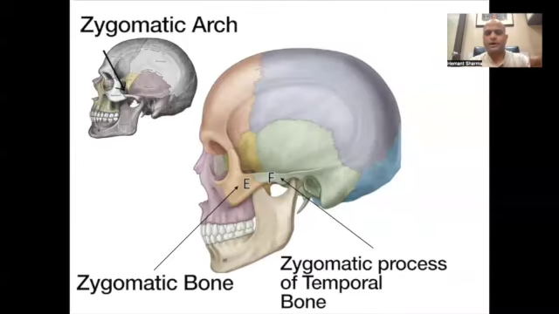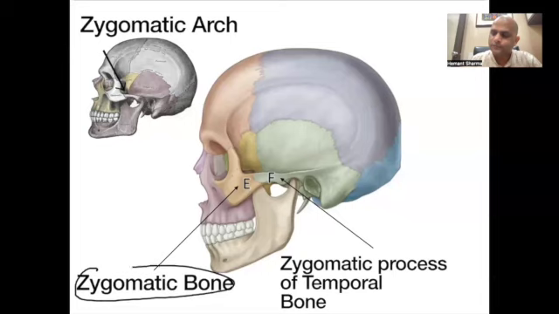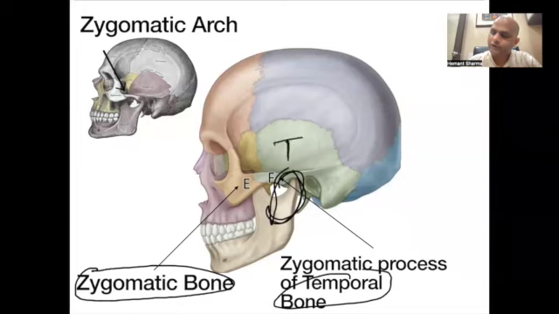Now one more landmark we should be aware of. We should be aware of the bones. One is the zygomatic bone and another is the temporal bone. If this is the ear, just above the ear is the temporal bone, and just next to the eyes is the zygomatic bone. Let's see here.